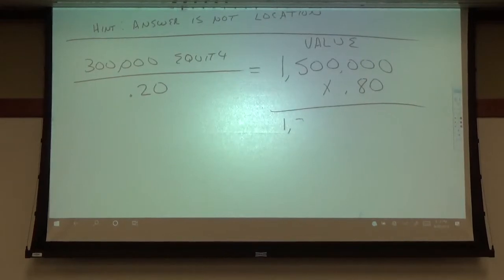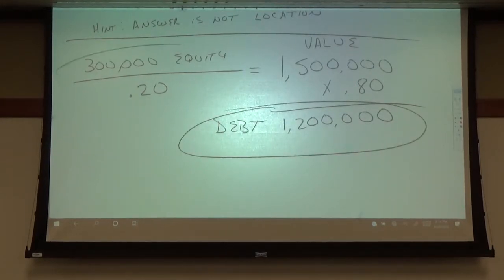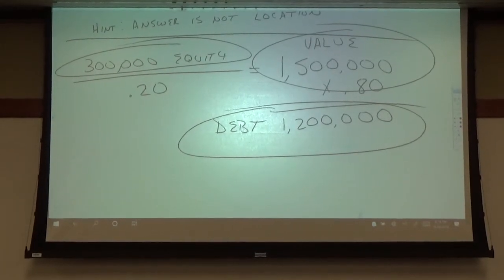1.2 million is going to be your debt, 300,000 is going to be your equity, 1.5 million is going to be the overall value of the property. Okay, does that make sense to everybody? Is there anything about that that doesn't make sense? Okay, you understand the math that we did and why we did what we did.